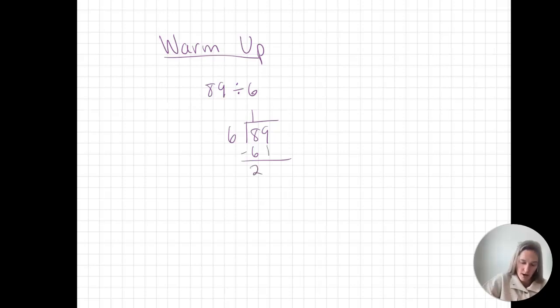All right, and then we bring the 9 down, and then we say, okay, how many times does 6 go into 29? 4 times. 6 times 4 is 24. Subtract, and then we get a 5. So 6 cannot go into 5 anymore, so that means we have a remainder of 5/6. All right, so we're going to apply that same process to dividing polynomials.